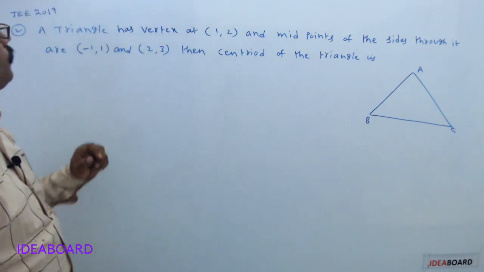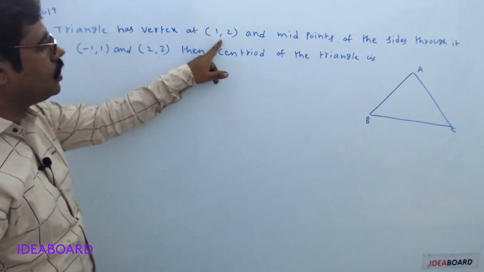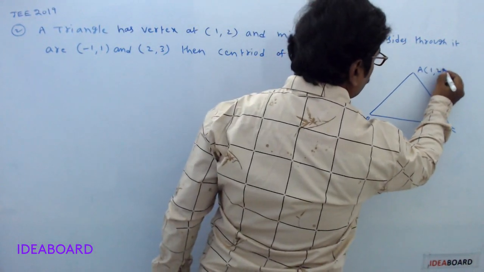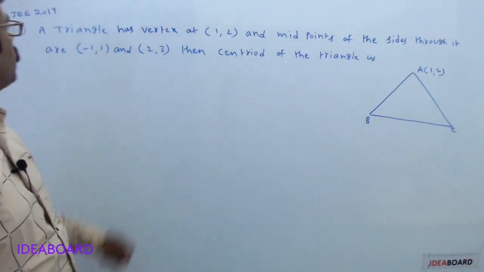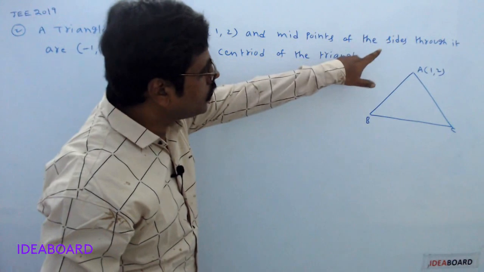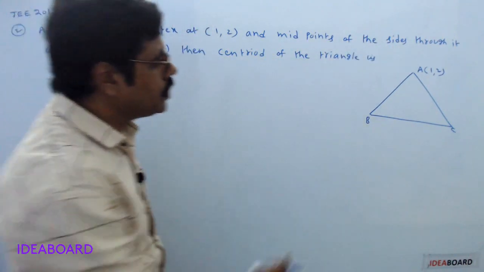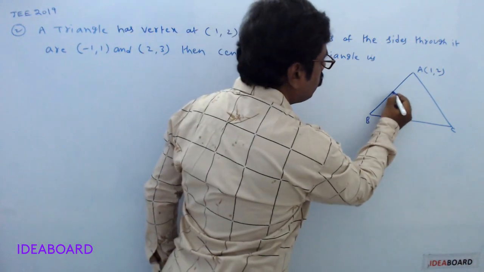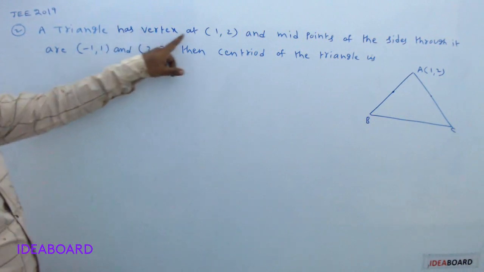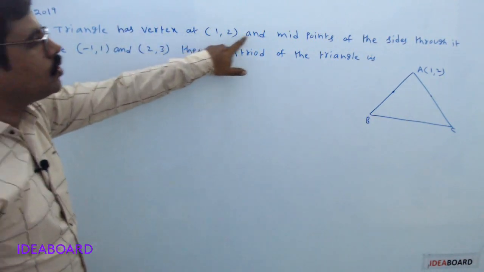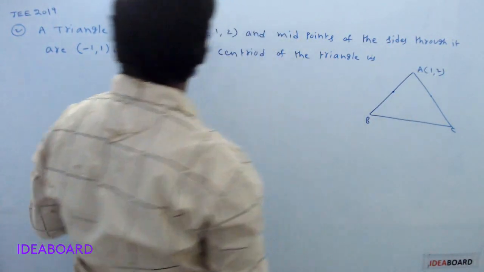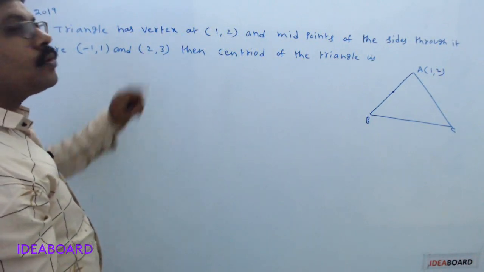Now what is the given data? A triangle has vertex at (1, 2). Take this vertex as A, so A is (1, 2). A triangle has the vertex (1, 2) and midpoints of the sides passing through it. It means the midpoint of the side AB is given, and the midpoint of the side AC is given. See once again, a triangle has the vertex at the point (1, 2) and midpoints of the sides passing through this point are (-1, 1) and (2, 3).